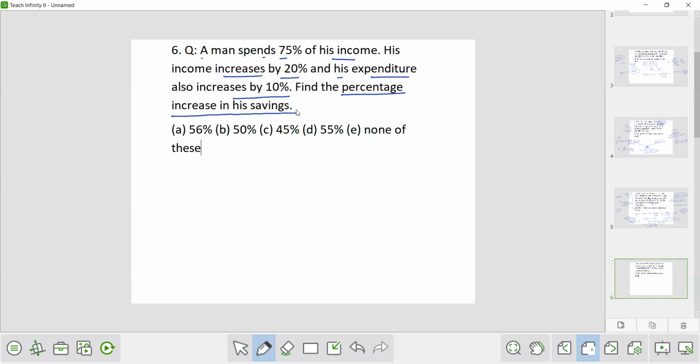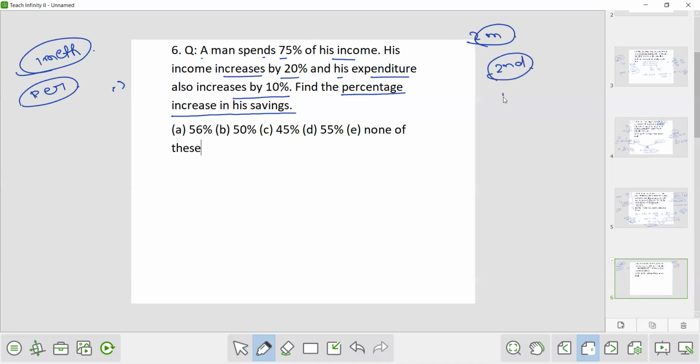So I will explain this question by two methods. One method is based on the percentage concept and another method is based on the mixture and alligation concept. Okay, so first we will see the percentage part. A man spends 75% of his income. Okay, this is the income, this is the expenditure, and this is the saving.